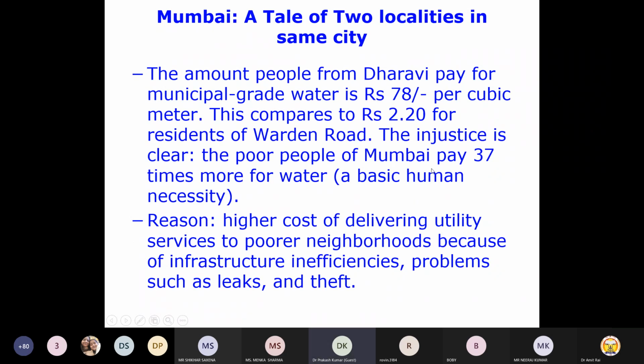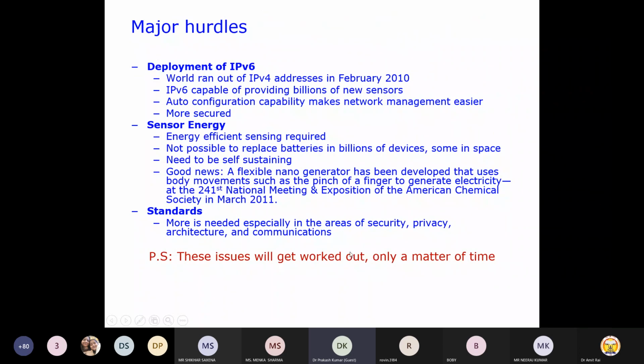Now, this is just one example of how the solutions work. The rich people in Mumbai, for example, are paying rupees 2.2 for water bill per cubic meter, whereas the poor people are paying 74 rupees per cubic meter. Why? Because in poor areas like Dharavi or so, delivery cost is very high. What is the reason? Infrastructure is not there. So IoT will help in that to reduce that part, and lots of projects are going on over there. This is just an example that the poor people are paying 37 times more than a normal human being in normal areas. This should not happen. And that is how things are being helped out by IoT and cloud.